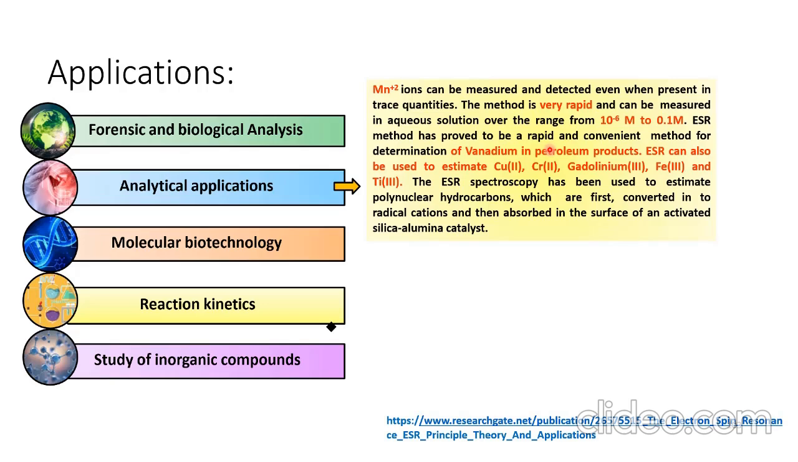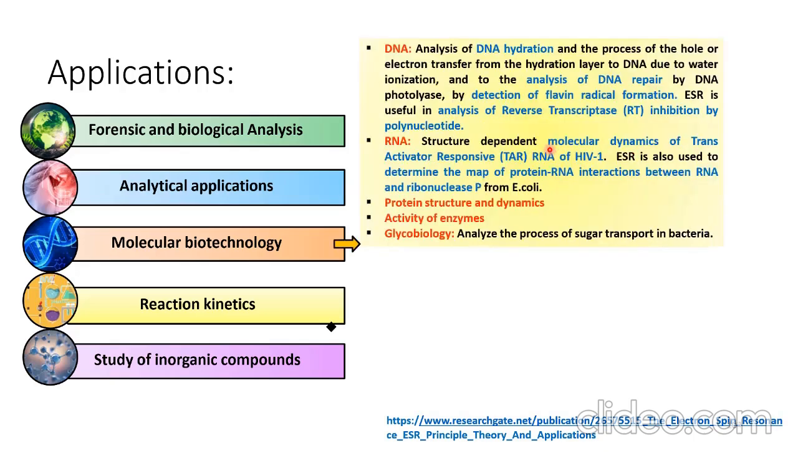ESR spectroscopy has been used to estimate polynuclear hydrocarbons, which are first converted into the radical cation and then adsorbed on the surface of an activated silica alumina catalyst. Then, in molecular biology and biotechnology, in DNA, RNA, protein structure and dynamics, activities of enzymes, glycobiology, etc., this method can be used.